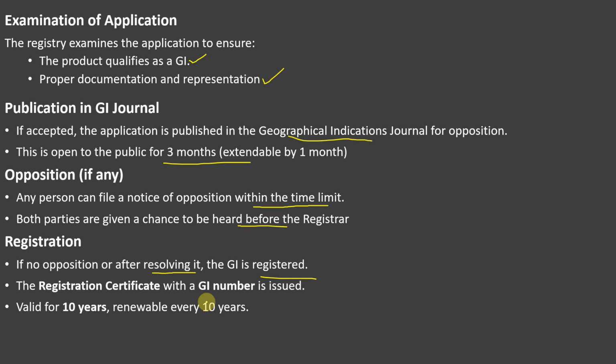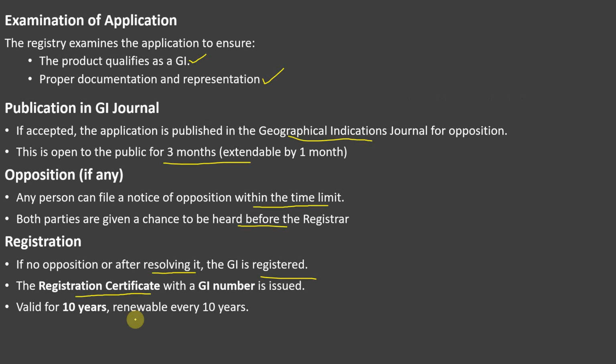So after the GI is registered, a registration certificate with the GI number is issued, and also there is some registration fee to be paid to get the certificate and GI number. So that certificate and number will be valid for only 10 years, and after 10 years again registration fee shall be paid and it can be renewed. So this is the procedure for registering a GI.